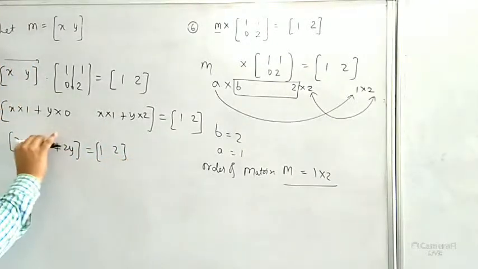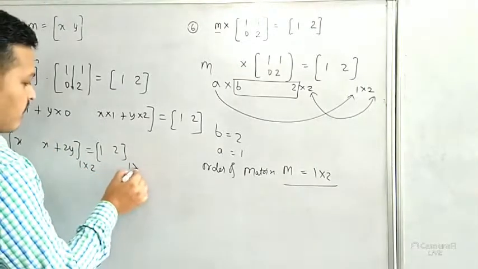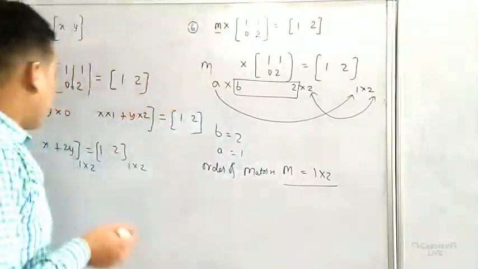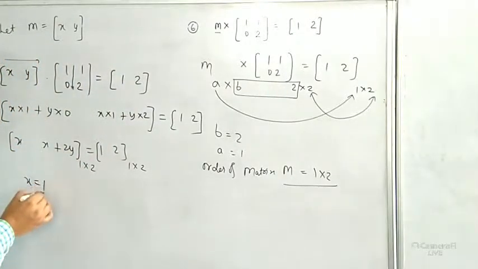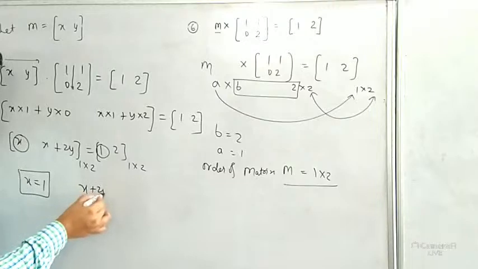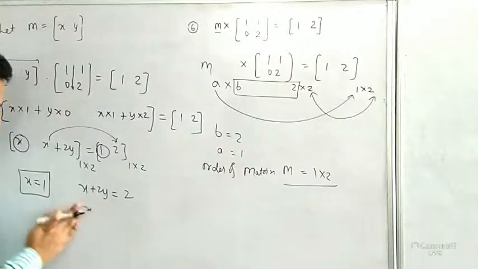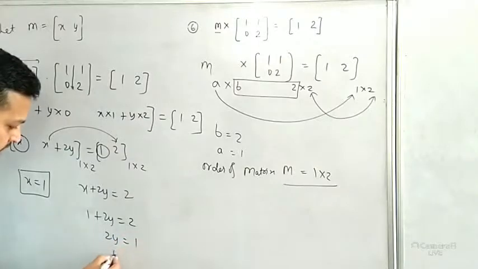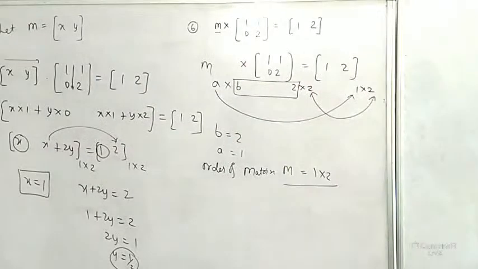The order of this matrix is first row and 2 columns, row into column, 1 cross 2, and the other is also 1 cross 2. And you know that when matrices of the same order are equal to each other, their corresponding elements are equal. X is equal to 1, this x is equal to 1, and second, x plus 2y is equal to 2. So what is the value of x here? 1. So 1 plus 2y is equal to 2. So 2y is equal to 2 minus 1, y is equal to 1 by 2, is the answer for the matrix we are supposing here, x y.